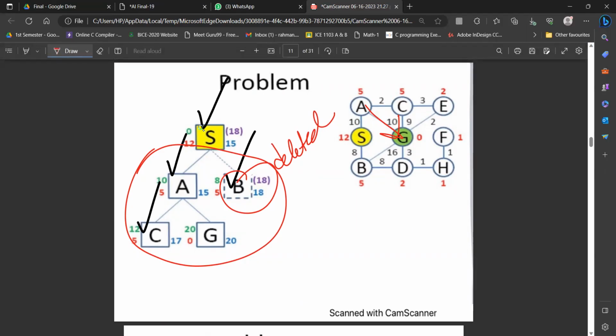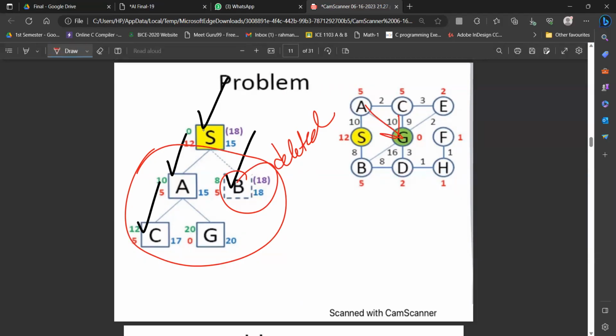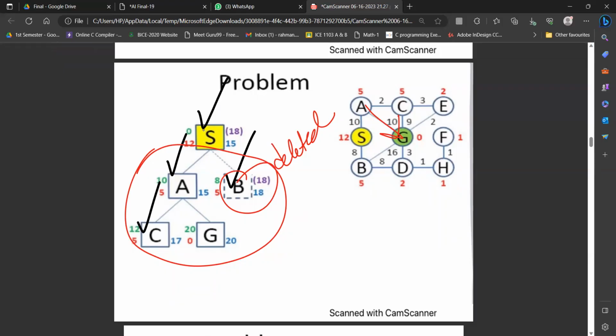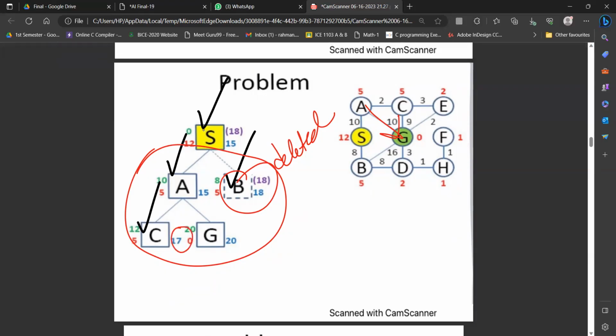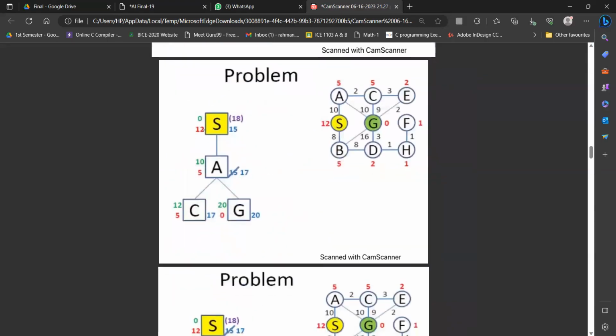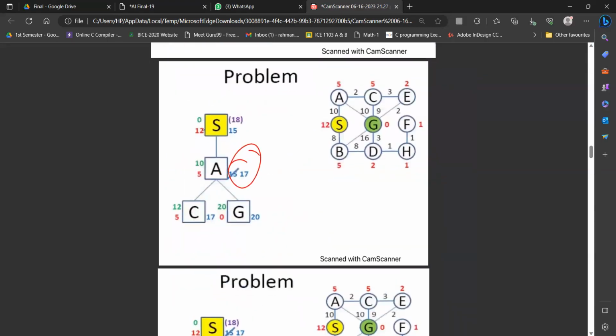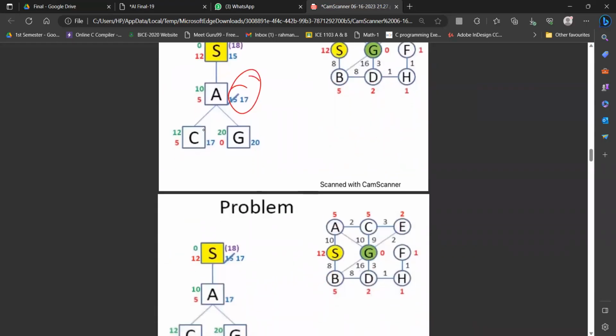See, since both the children of A have been explored, C and G, now A can be updated with the smallest F value among the children. So between C and G, the smallest F value is that of C, which is 17. So the F value of the parent, which means the F value of A, gets replaced with 17. Okay, and that's what happened here, like you can see. That's it. Now, moving on.